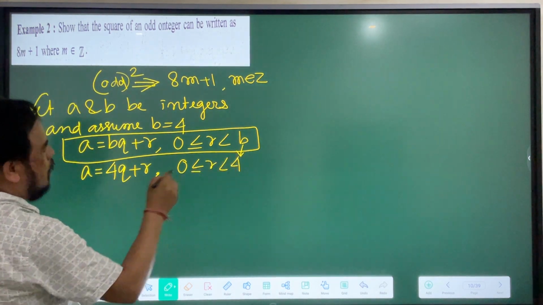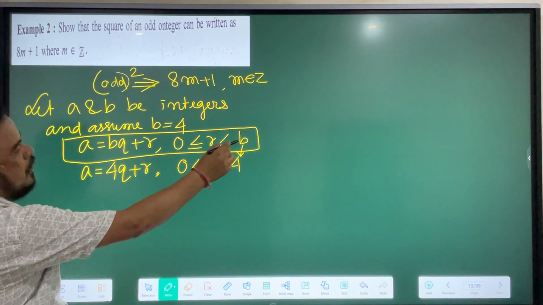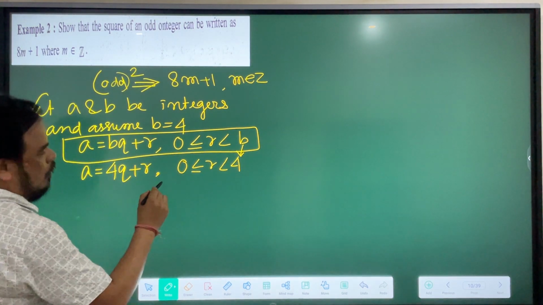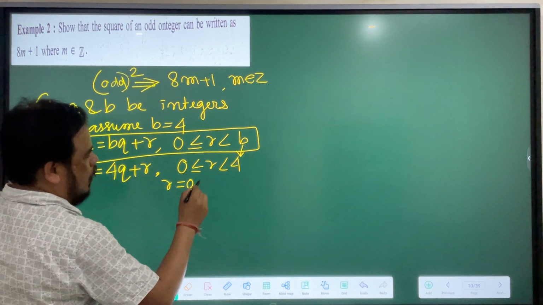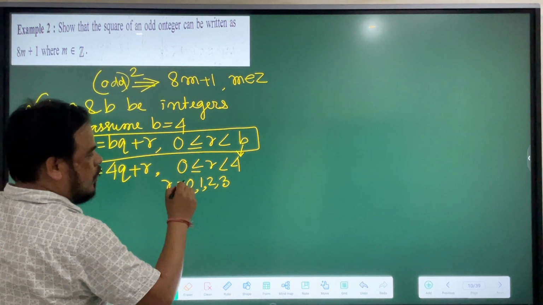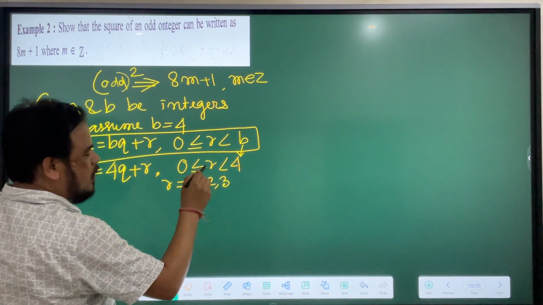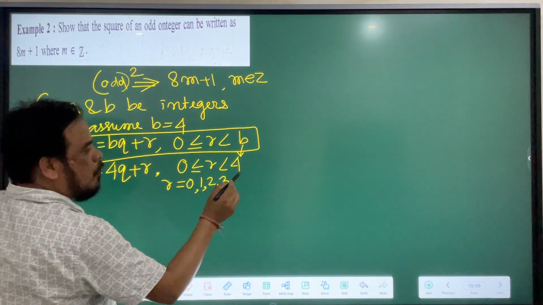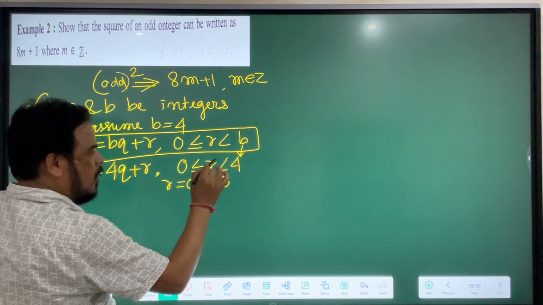B equals 4, so in place of B, 4 is written. So what is R now? R is 0, 1, 2, 3. R is greater than or equal to 0, so 0 must be written, and R is less than 4. So 1, 2, 3. 4 we will not write because R is smaller than 4.